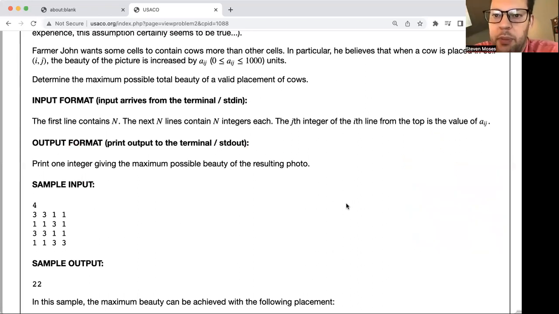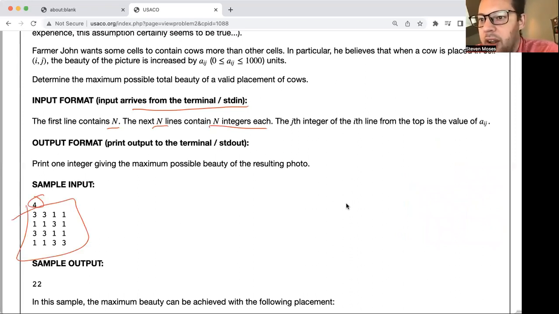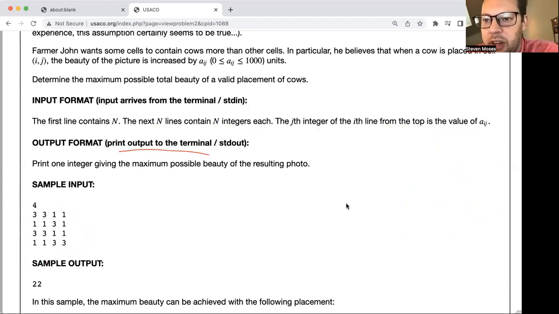Let's real quick read the input format. Input format arrives from terminal standard in. First line contains n. The next n lines contain n integers each, right, because it's a square. The jth integer of the ith line from the top is the value of a_ij. So basically, this is the field and how beautiful each location is if they put a cow in it. The output format, which is printed to standard out in the terminal, is to print one integer giving the maximum possible beauty of the resulting photo, and that is 22.